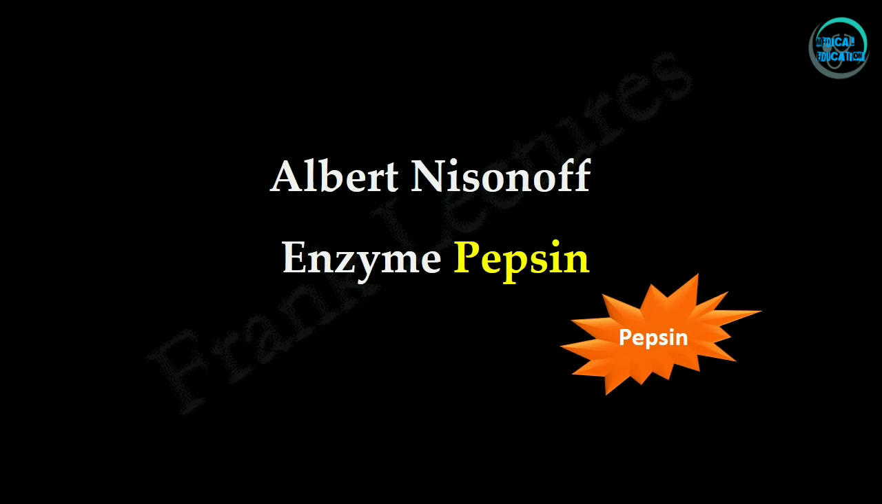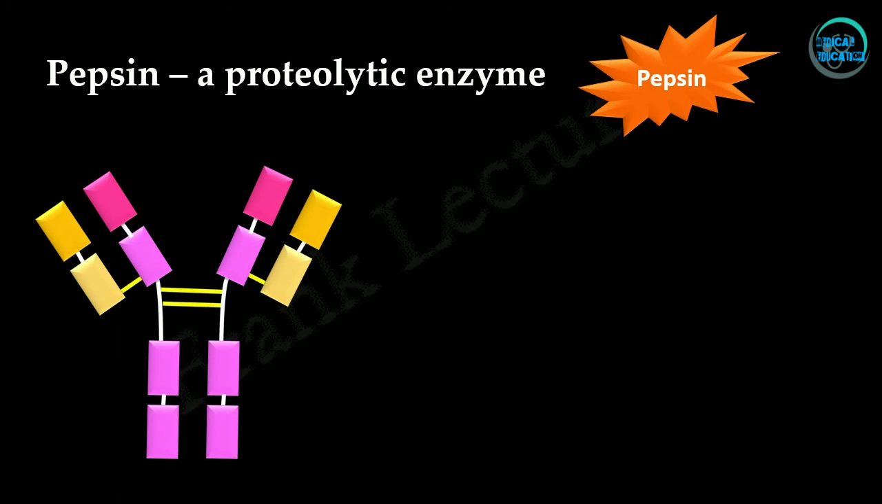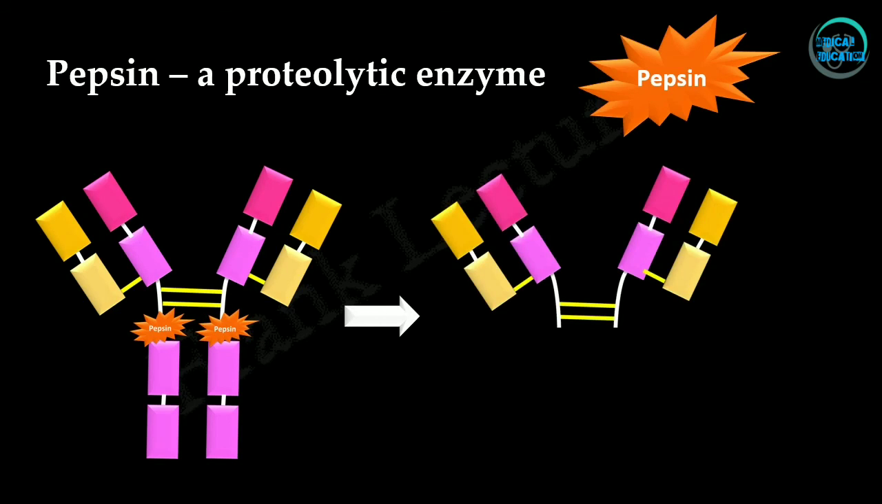In another experiment, Albert Nisnoff treated immunoglobulin with enzyme pepsin. It is also a proteolytic enzyme, but it cleaves immunoglobulin molecule at the carboxy terminal side of the interchain disulfide bonds that link heavy chains. This results in a fragment, in which the two antigen binding arms of the antibody remain linked. This fragment is represented as F(ab')2.